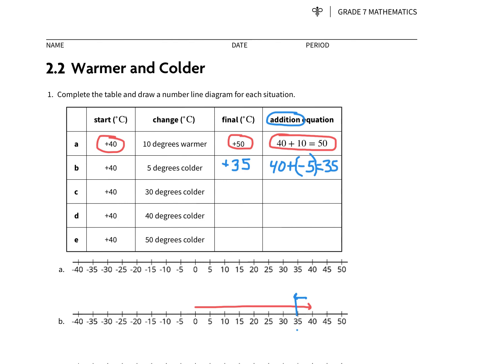Okay, so a couple little things there to watch out for. This is looking for an addition equation, not a subtraction equation.